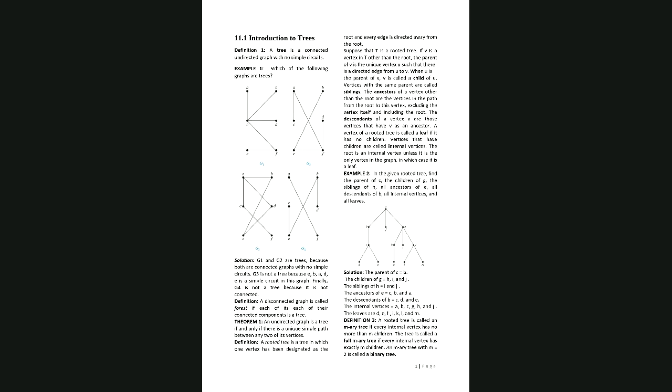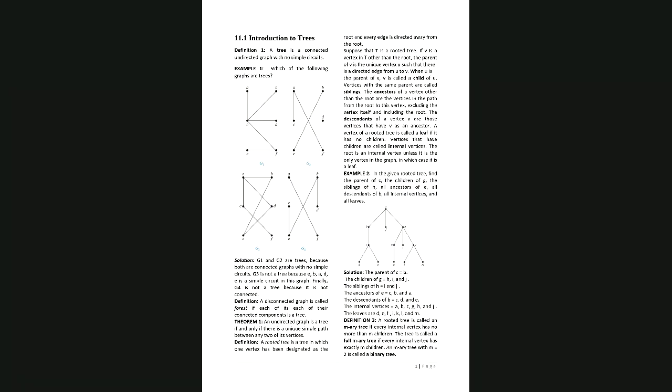So a root is always the first vertex. So what is the root? Root is A. Now you understand the children. How many children does G have? 3. H, I, J. How many children does J have? L, M. Which vertices are children of C? D, E.